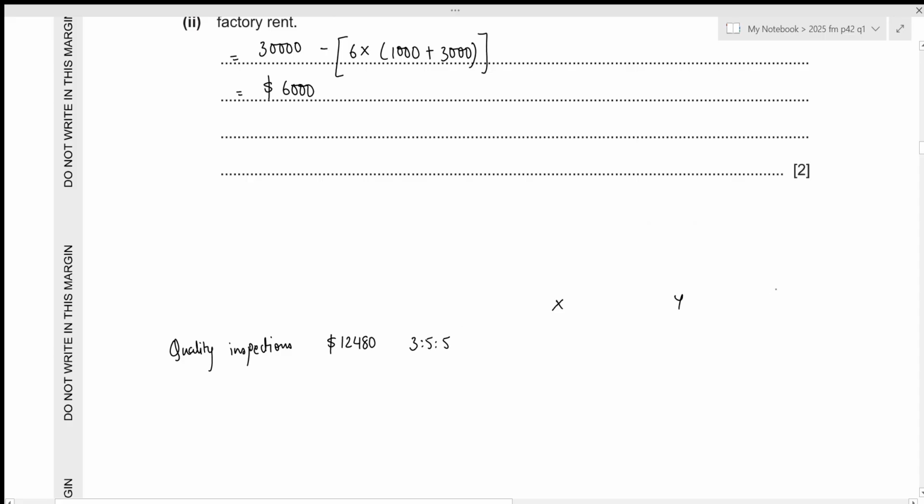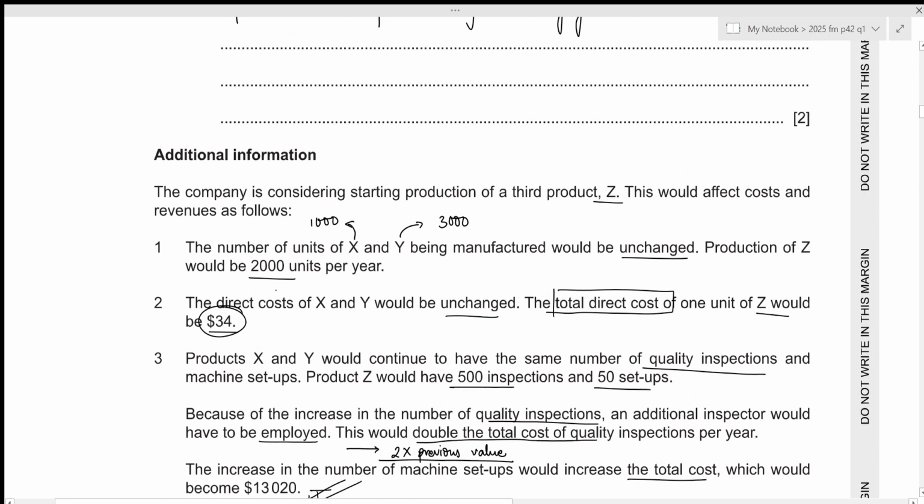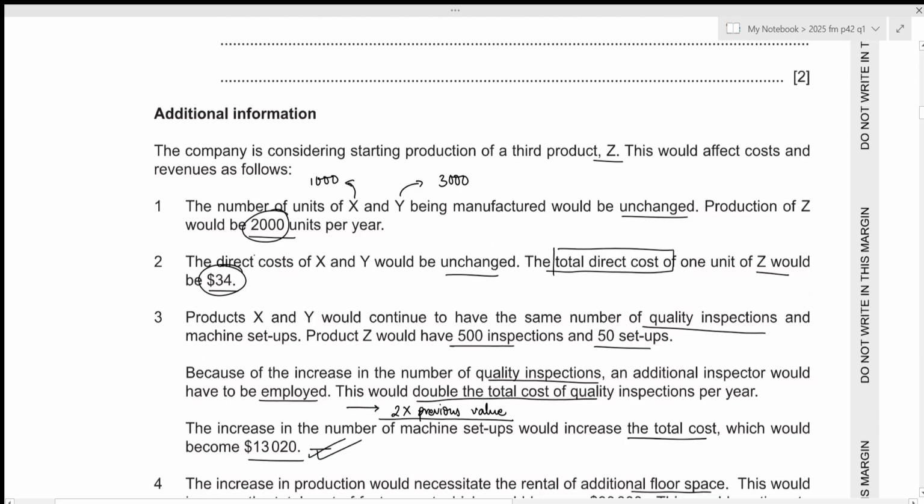We have X, Y, and Z. The value for X in this case will be 2,880, and the value for Y and Z will be 4,800 because both have the same ratio. But while calculating our selling price, we are considering the cost per unit, and these are the total costs for quality inspections. In order to get the per unit value for the quality inspections, we would just have to divide these totals by the number of units. We know that X had 1,000 units, Y had 3,000 units, and we were told that Z has 2,000 units per year.